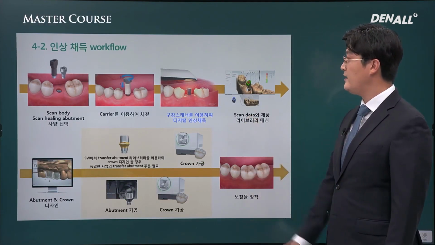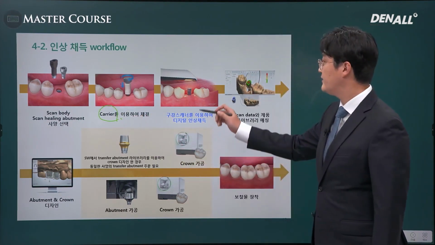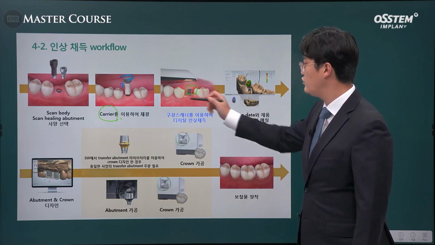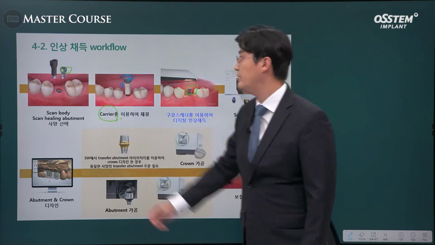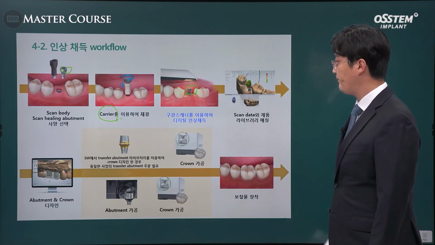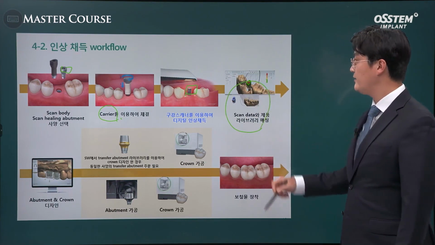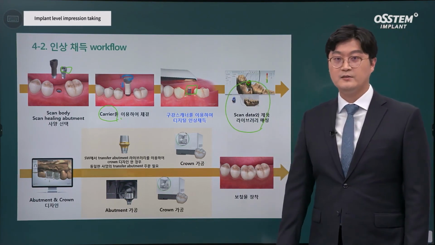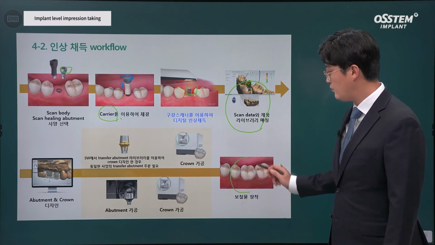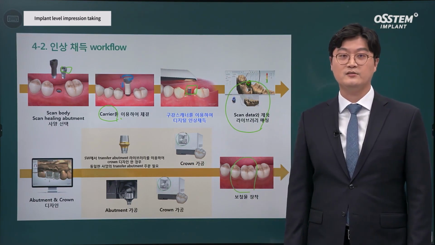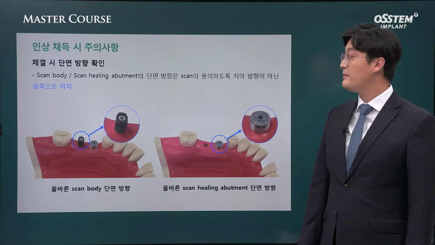This is the digital workflow. A scan body or scan healing abutment is connected and a carrier is prepared. For the scan body, this portion should be exposed, and for the scan healing abutment, this part needs to be exposed. After scanning, the scan data is matched with the library in a CAD program. Without a gypsum model, the abutment and final prosthesis can be fabricated like this, which is an advantage.